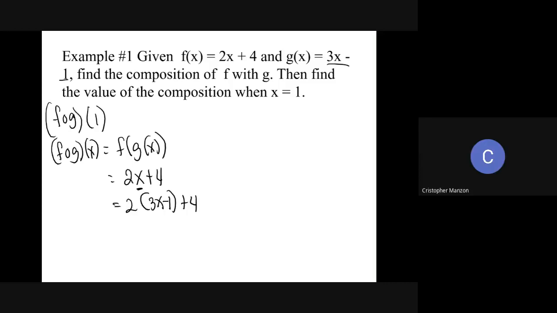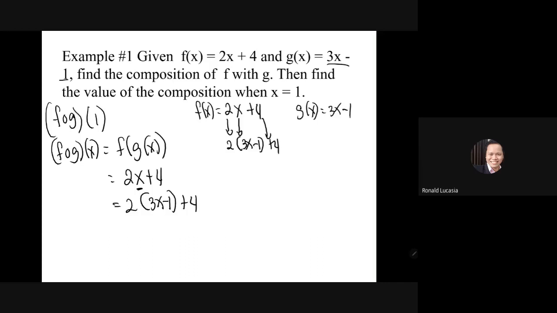Doon sa may X po, sa may parenthesis sa loob. Di ba yung ating f of x ay 2x plus 4, tapos ang g of x natin ay 3x minus 1. So ibaba ko lang si 2, pero yung x dito, papalitan ko na siya ng g of x. Ang ipalit ko sa kanya ay 3x minus 1. Tapos ibaba ko lang si 4, kasi ang hinahanap natin ay f with g, yan po ay f circle of g. By definition, ang f composed of g of x ay equal kay f of g of x.